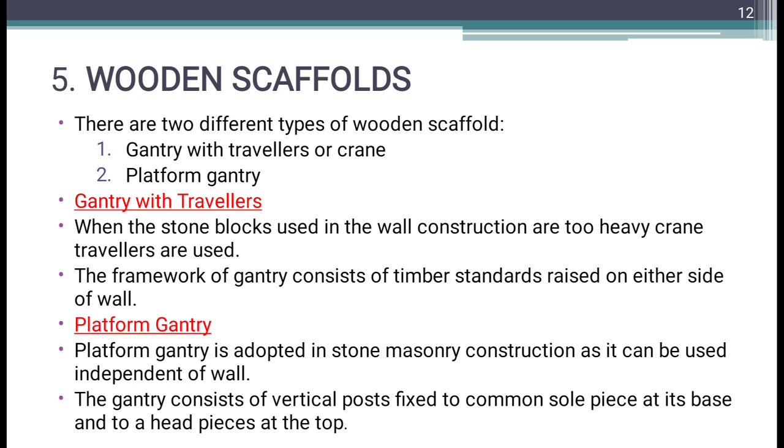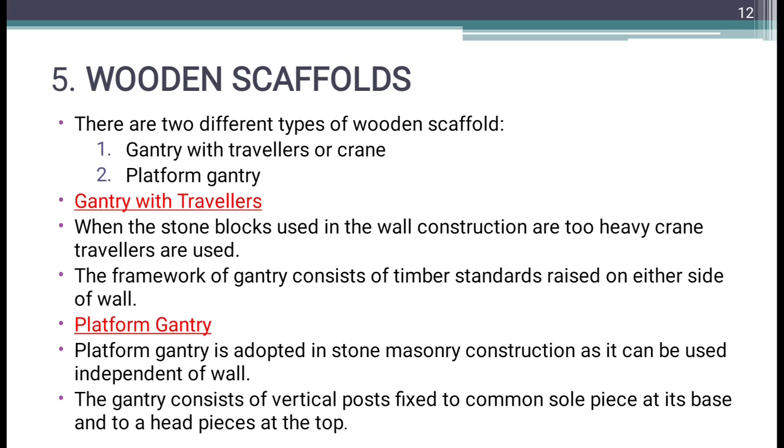And the last one is wooden scaffold. There are two different types of wooden scaffolds. First one is gantry with travelers or cranes. The second one is platform gantry. Gantry with travelers: when the stone blocks used in the wall construction are too heavy, cranes and travelers are used. The framework of the gantry consists of timber standards raised on either side of the wall.